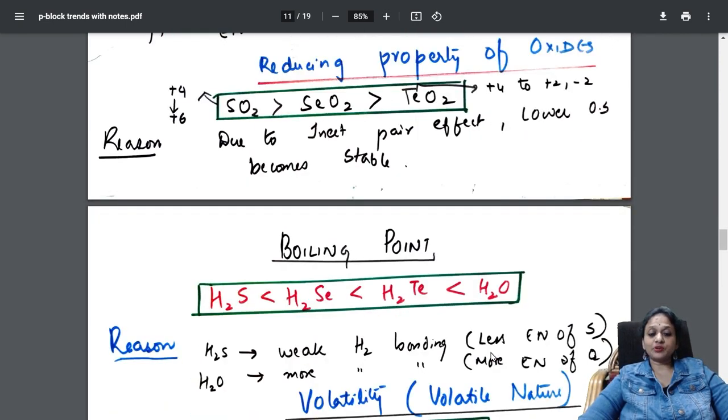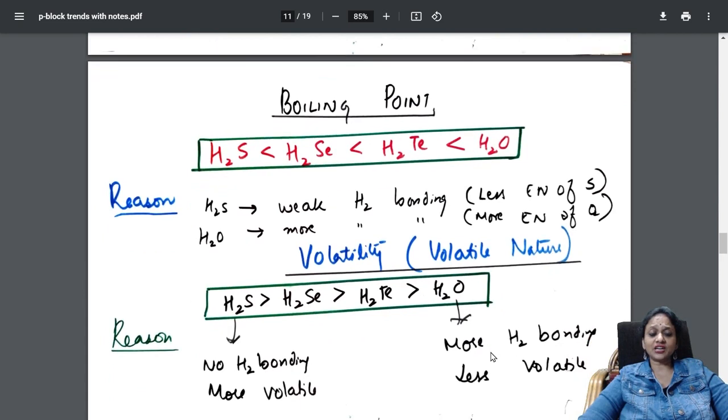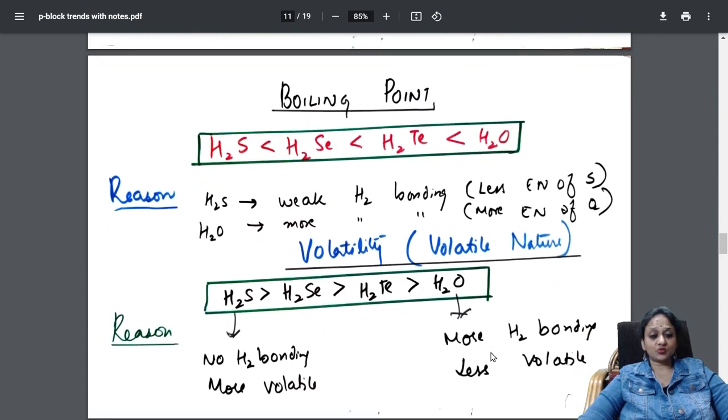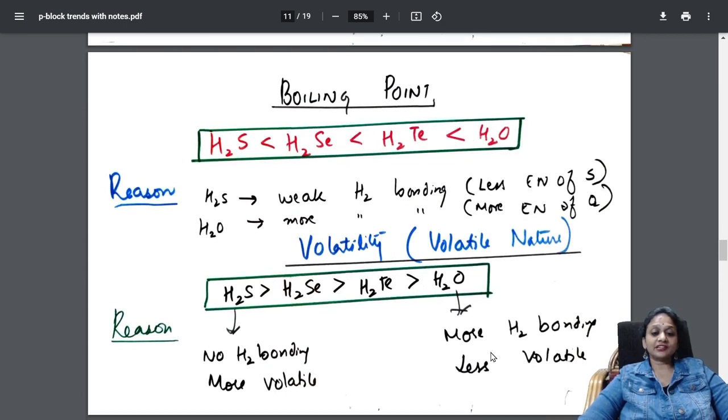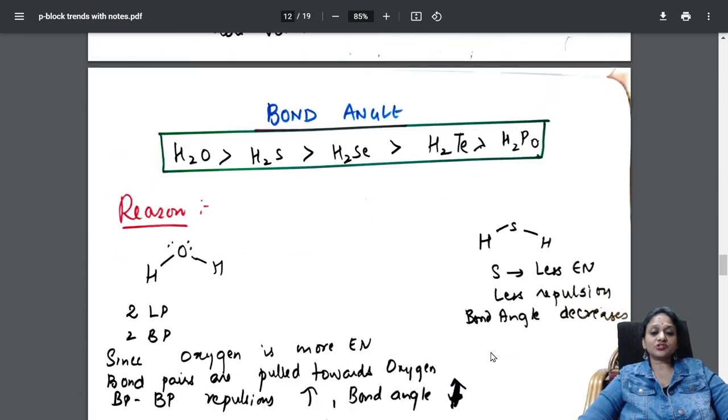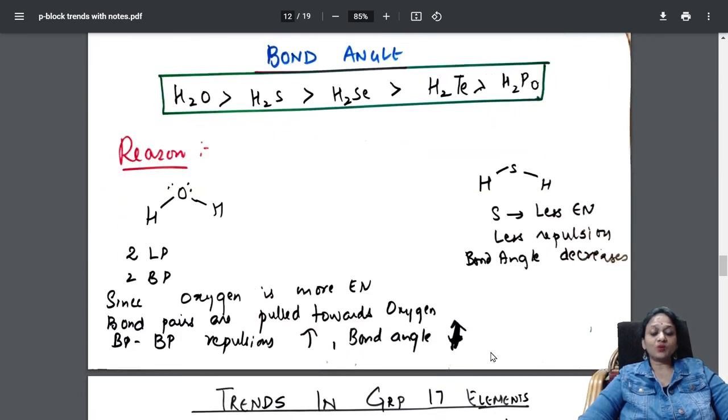Then comes boiling point trends based on hydrogen bonding. Then comes volatility factor, that also I have mentioned here. And slowly I took you into the next concept called bond angle. Why is the bond angle of water more than H2Te or H2S? Reasons I have mentioned on both the sides.